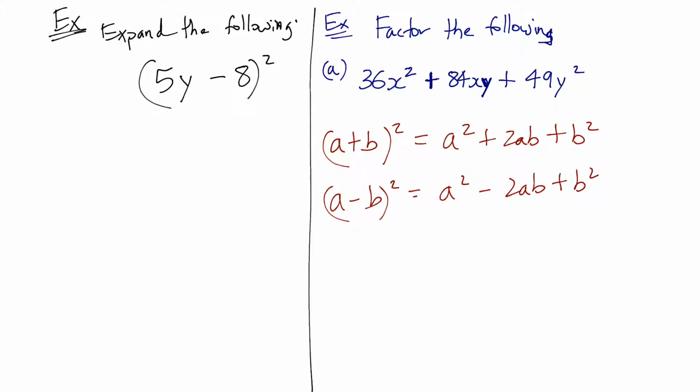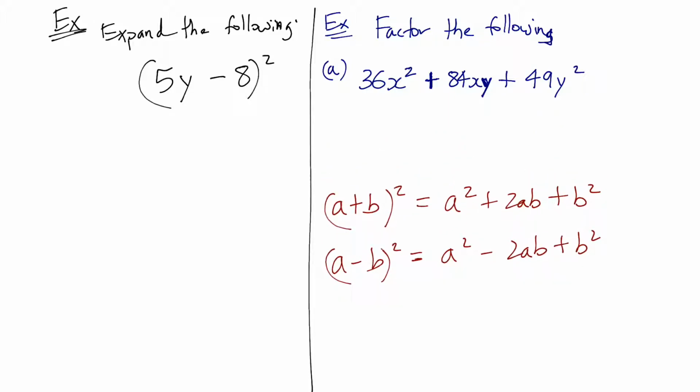You can use these formulas to factor expressions if you have a few things going on. Like in the expression here, we have 3 terms. That's a good sign because on the right side there are 3 terms. But the second quick visual check that you should do is to take a look at the middle term. Is the entire term, the 84xy, 2 times the product of A and B?